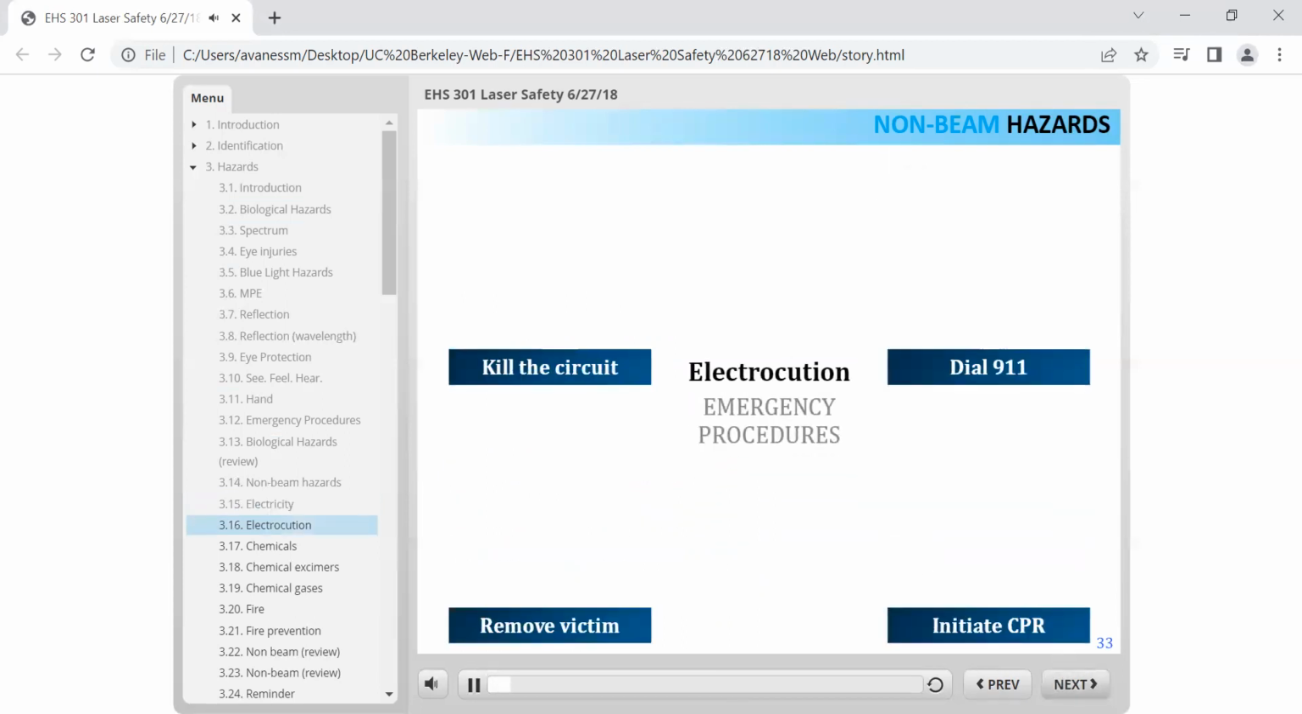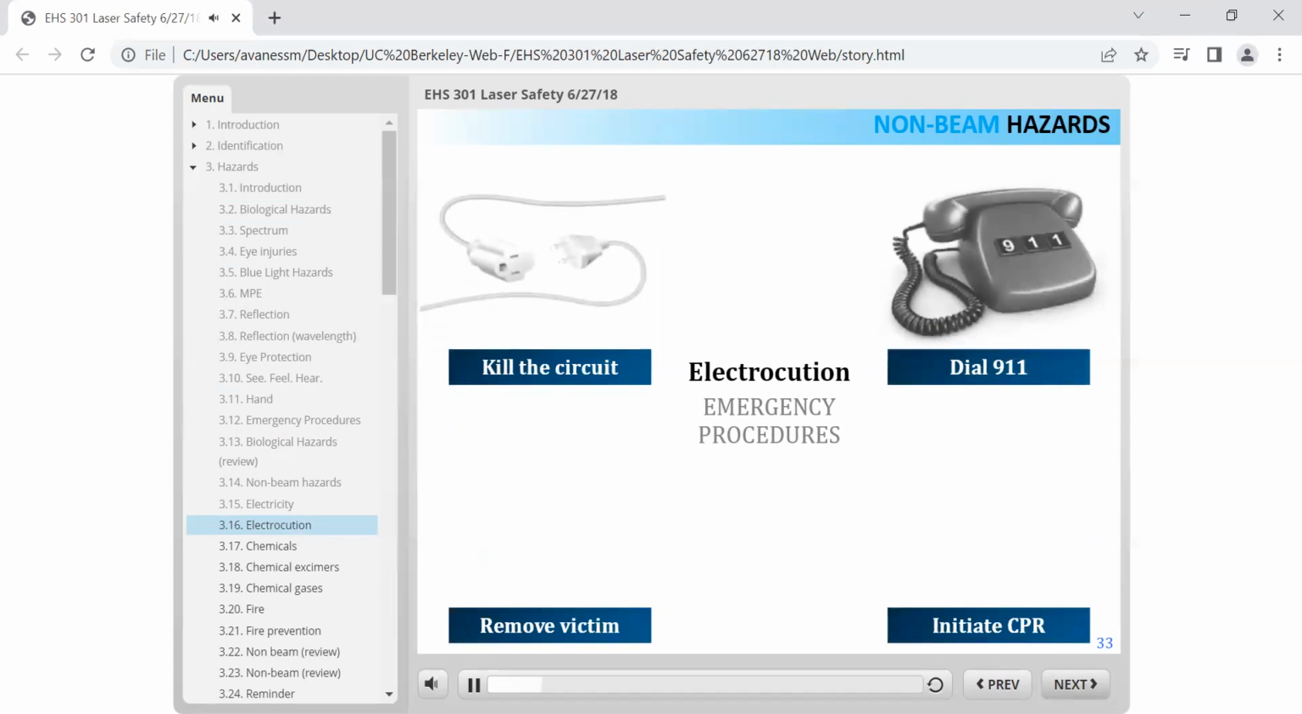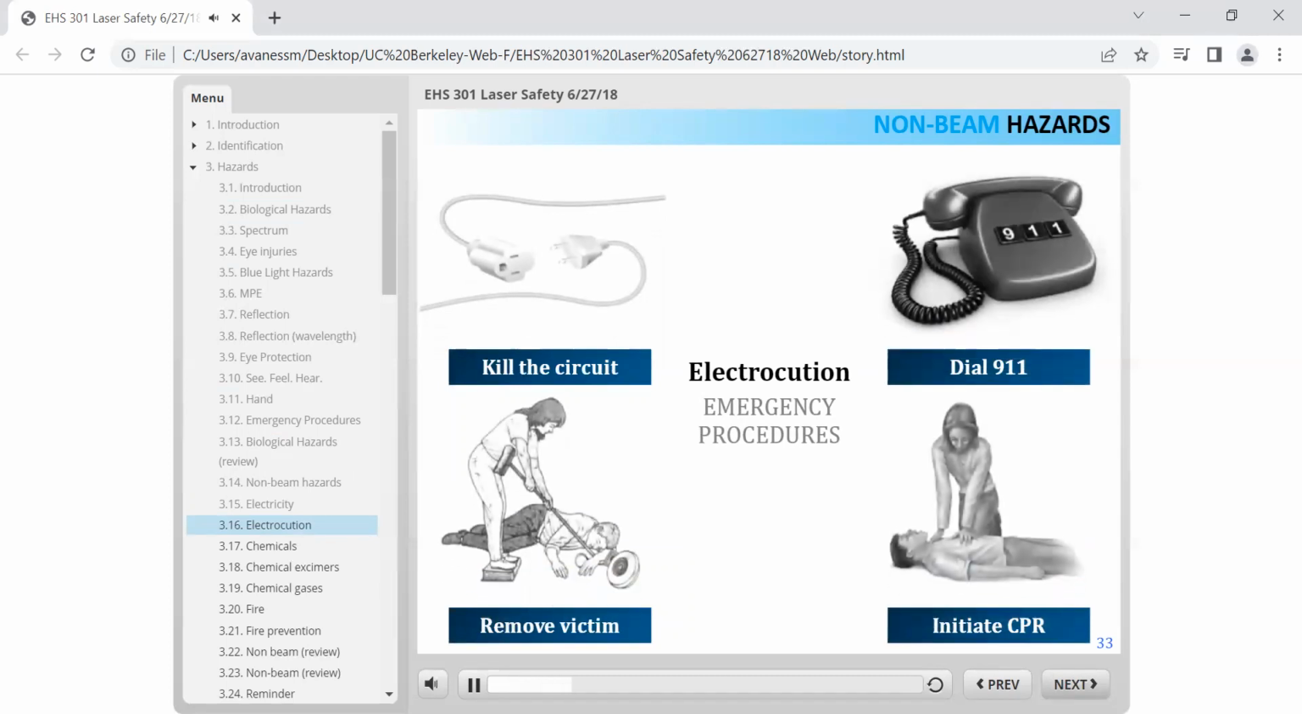If you should witness someone being electrocuted, take the following actions. First, kill the circuit if you are able to do so safely. This involves pulling the plug on a laser system or other energized device. Arrange for someone to call 911. Then, remove the victim from the circuitry using a non-conducting material, such as a wooden broom handle. Then, initiate CPR, but only if you are trained. Untrained persons can do more harm than good.